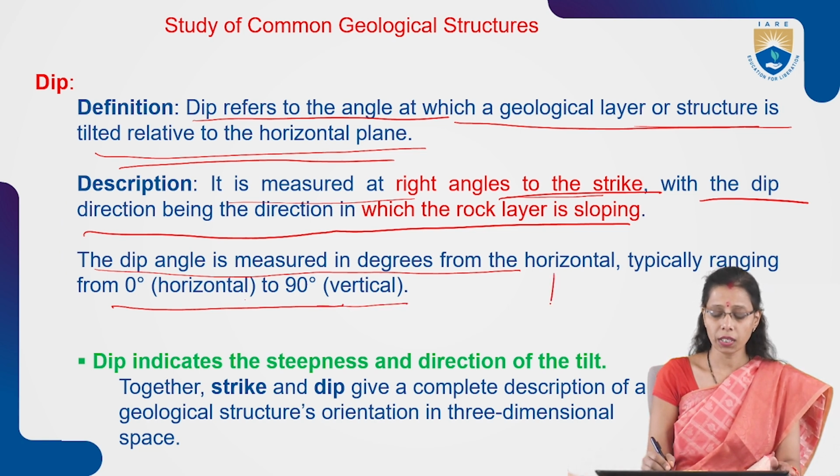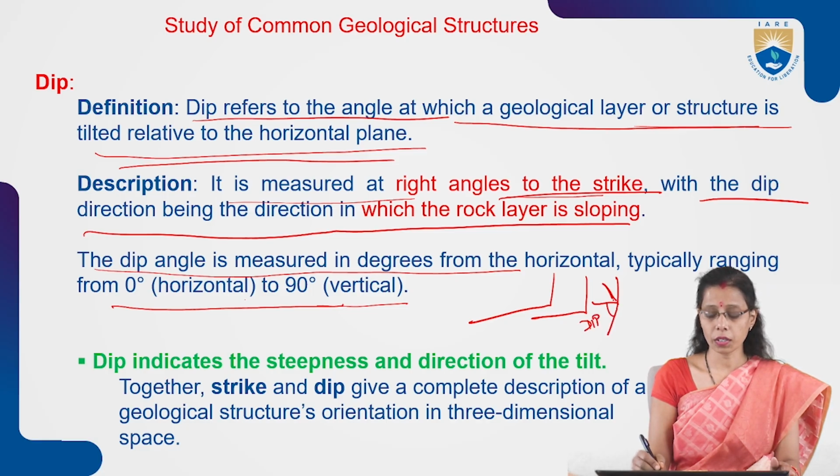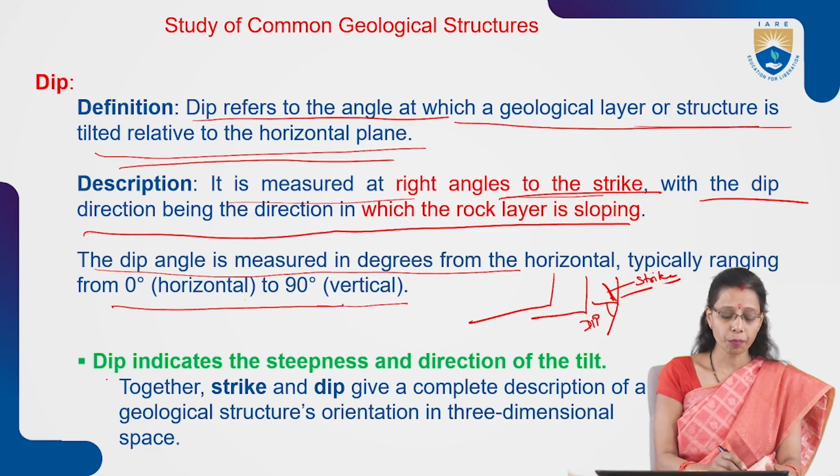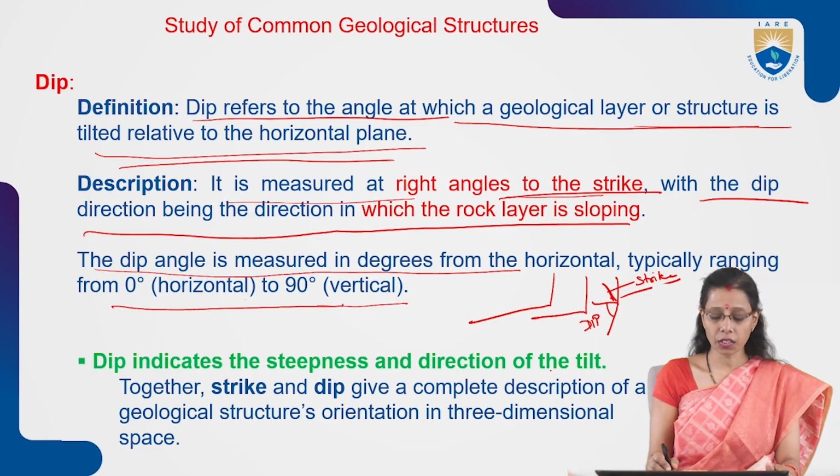So usually it will be like this, or like this. So this will be your dip, and here this will be your strike. This is the common geological structure which we see on the earth surface. So dip indicates the steepness and direction of the tilt.